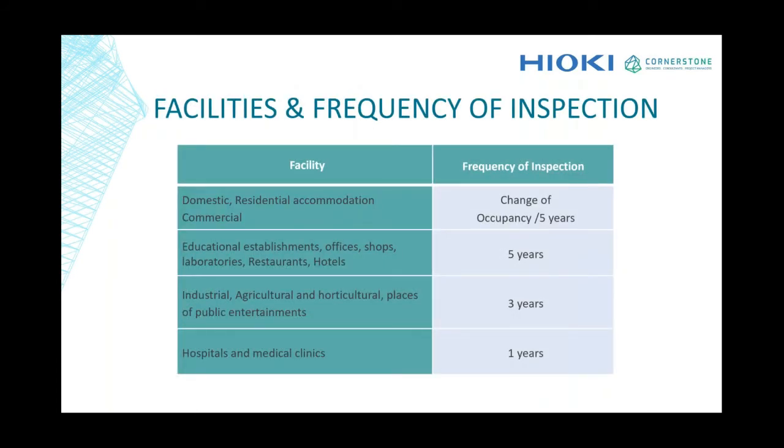Then facilities and frequency of inspection. Here we can see, as per BS 671, there are different frequencies recommended for different facilities. For domestic and hospitals, medical clinics, it will depend upon the facility details.